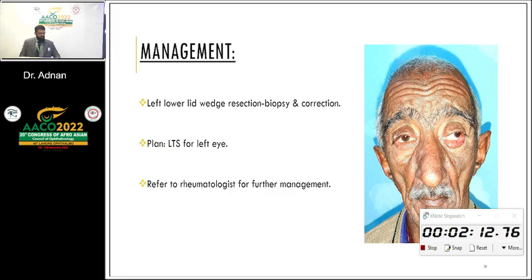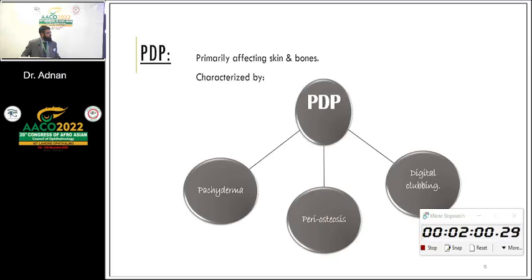So the management we did for this patient was a left lower lid wedge resection, for the correction as well as for the biopsy, and we later did the LTS for the left eye. The patient was referred to the rheumatologist for further management.